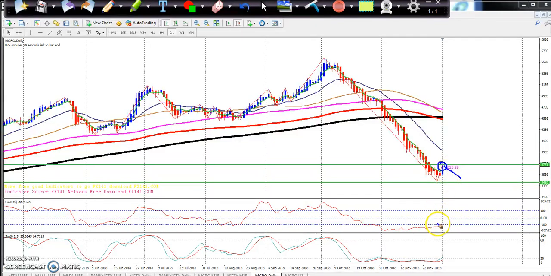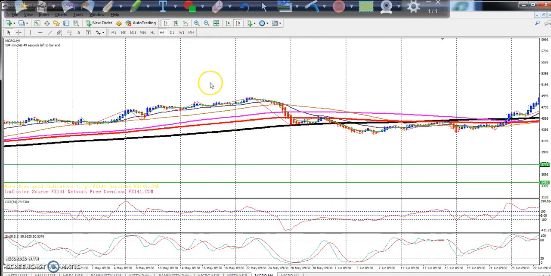But you can see CCI and stochastic are still telling that the market will go up. So before you sell at this resistance line, you have to focus on what indicator signals you get in a smaller time frame. So let's see a small time frame, like the 4 hour.